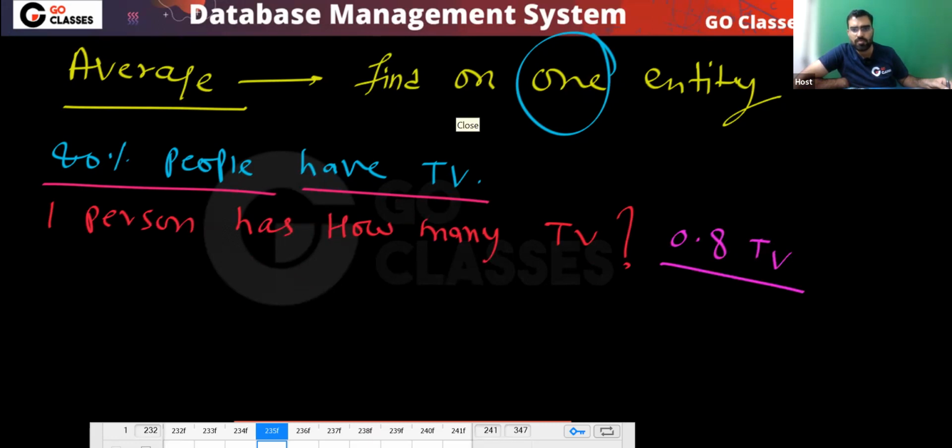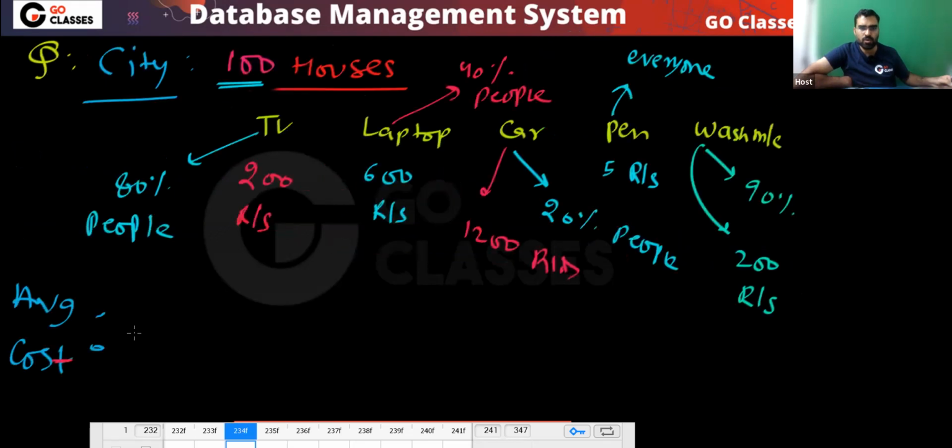Let me know. See, very simple. Is this clear? So if 80% people have TV, then in this situation, one person has 0.8 TV. Is this clear? Let me know. So very simple. The same thing you have to do here.